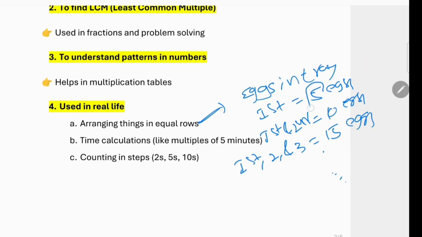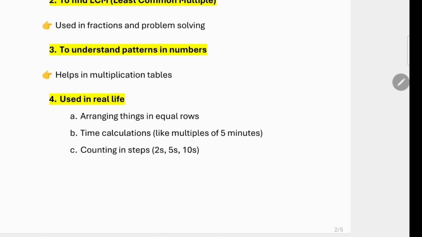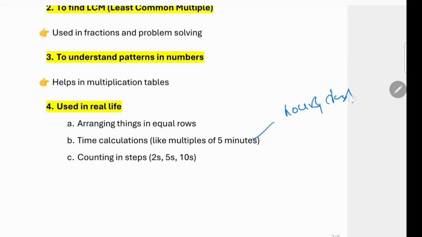Here we observe 5, 10, 15. These are the multiples of 5. And the next, we use multiplication in time calculations. Time often repeats in equal steps like hours, days, minutes. So we use multiples to calculate quickly.